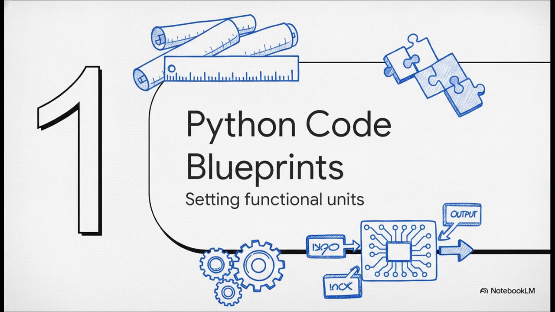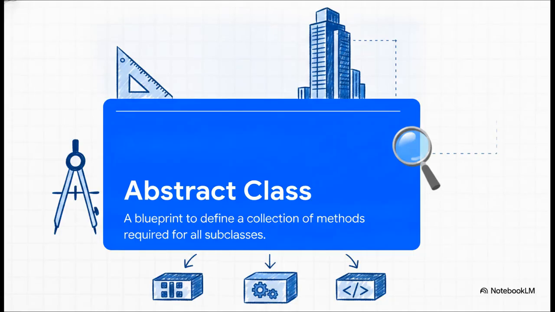Okay, section 1, blueprints for Python code. We're setting the standard for functional units. Imagine you're an architect, right? You're tasked with building a massive skyscraper. You wouldn't just start laying bricks randomly. No way. You'd create a blueprint.